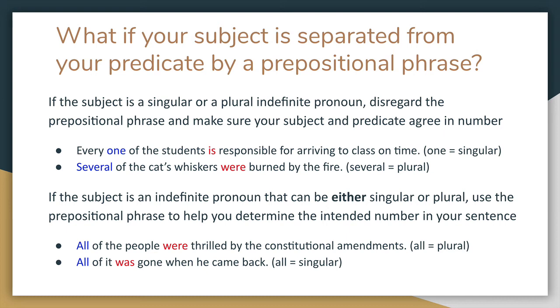So if you say all of the people, well, in this case, the word all means all of the people, a bunch of folks, that's plural. So you would say were thrilled by the constitutional amendments. However, if you say all of it was gone when he came back, then all refers to it, some singular entity. And so then all is referred to in a singular tense, and you say all is gone or was gone. You use the singular form of that verb.